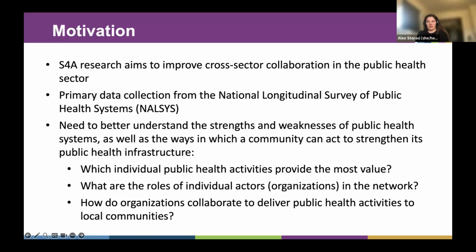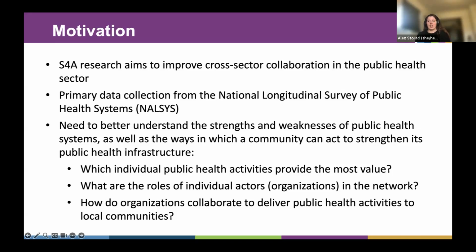However, we're interested in better understanding the strengths and weaknesses of public health systems, as well as the ways in which a community can act to strengthen its public health infrastructure. To do so, we need a more comprehensive understanding of each community's characteristics and its inherent limitations in implementing public health related tasks.